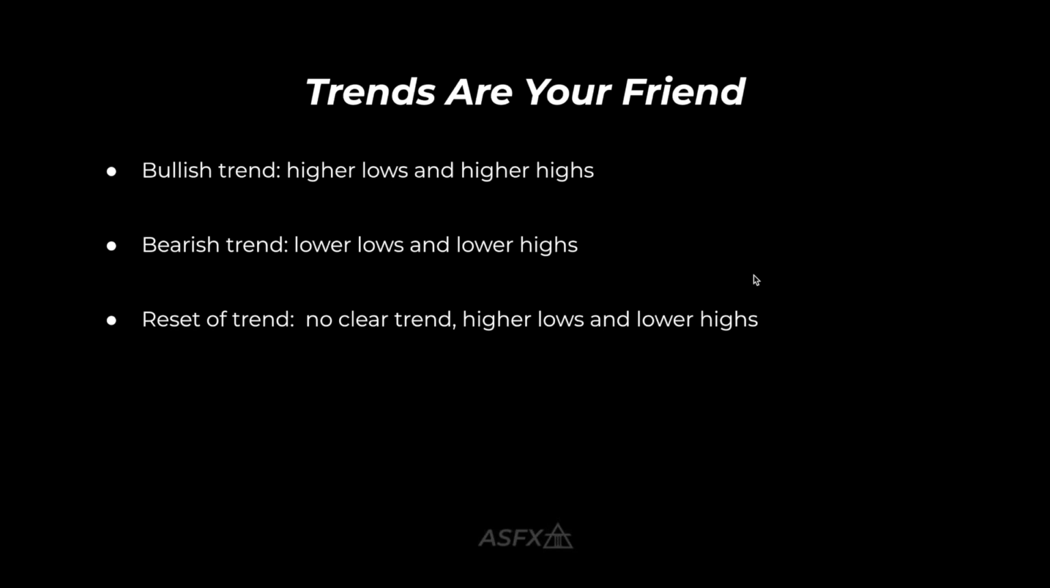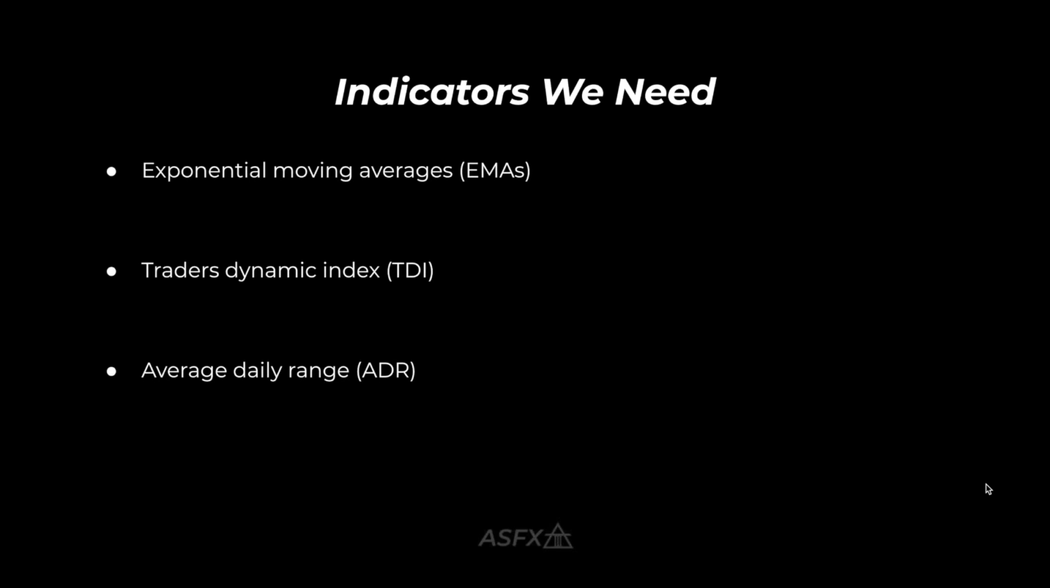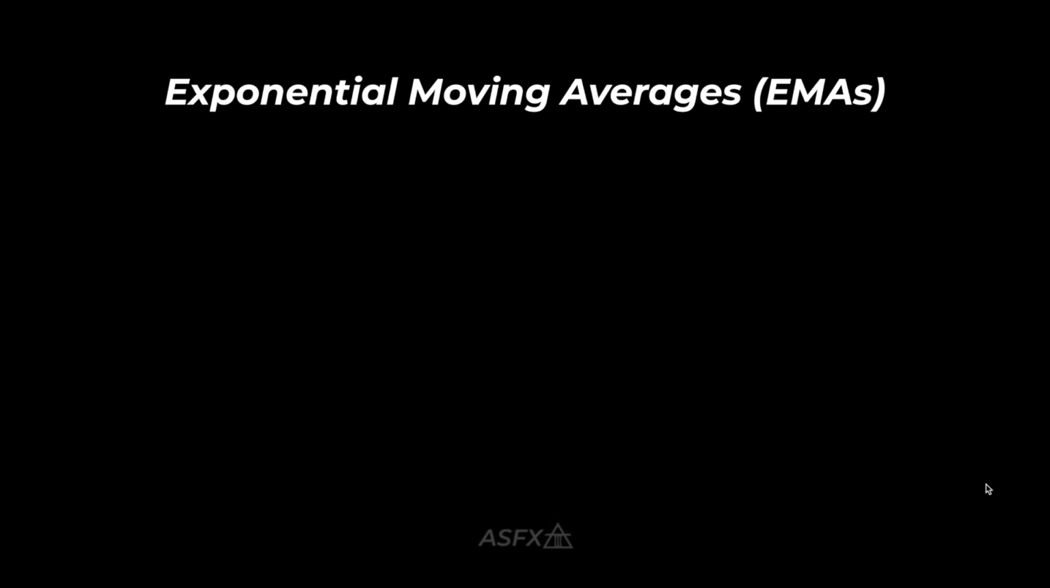Now, being able to identify these trends is, number 1, very important on price action, but number 2, going to be confirmed with what you find on your technical indicators. The 3 indicators that we need are 1, exponential moving averages, EMAs, 2, a trader's dynamic index, TDI, and 3, average daily range. Now, average daily range is not a technical indicator, but it is very important, as we spoke about already, in your daily trading, in your daily checklist. So we want to make sure that that's always on that list as something we keep at the forefront.